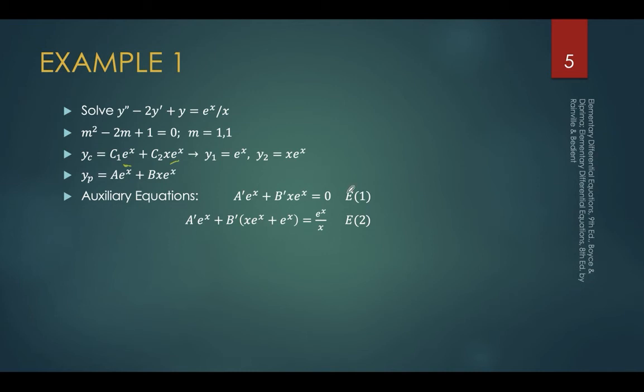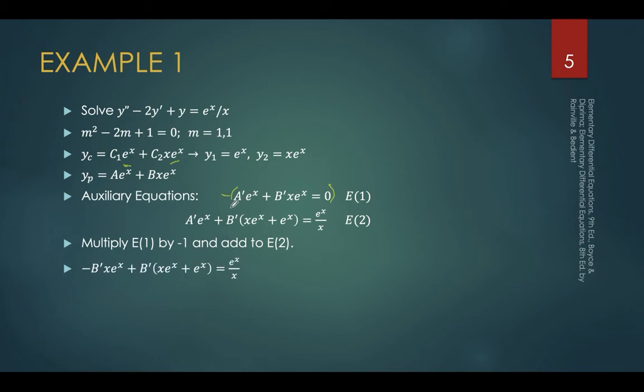For the auxiliary equations, the unknowns will be a prime and b prime. For e to the x, the first derivative is still e to the x. For x e to the x, by product rule, the derivative is x e to the x plus e to the x, since the derivative of x is 1. And then this is your r of x. Now as you can see, we can multiply equation 1 by negative 1, and then add it to equation 2.